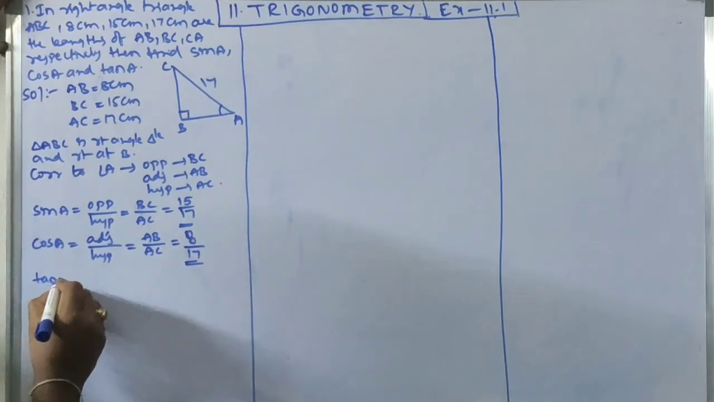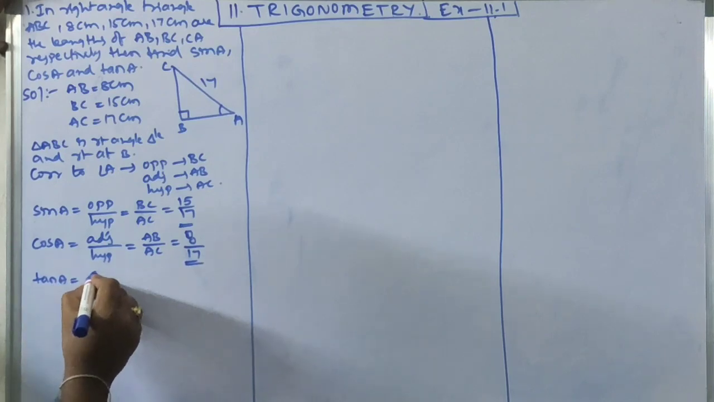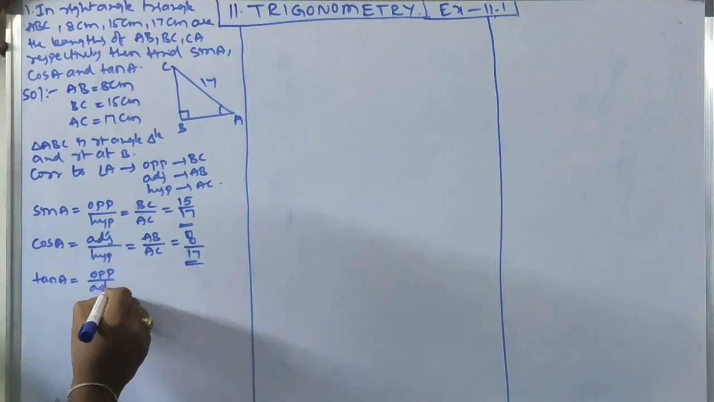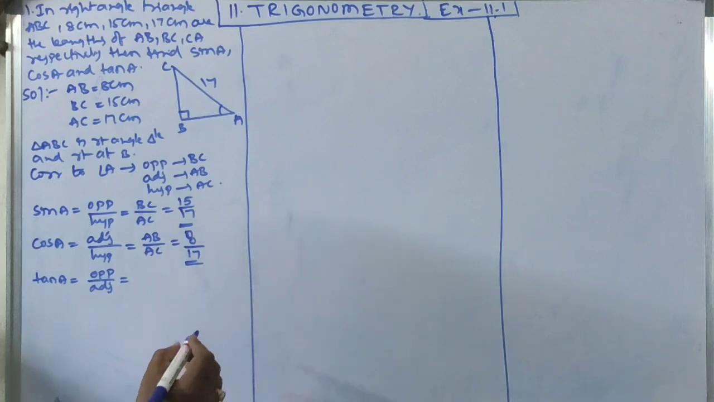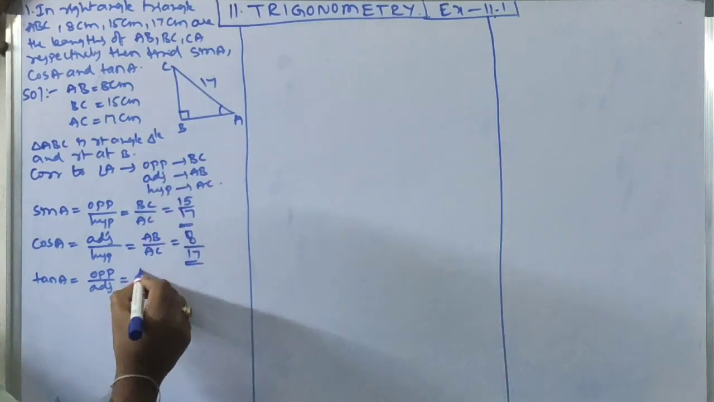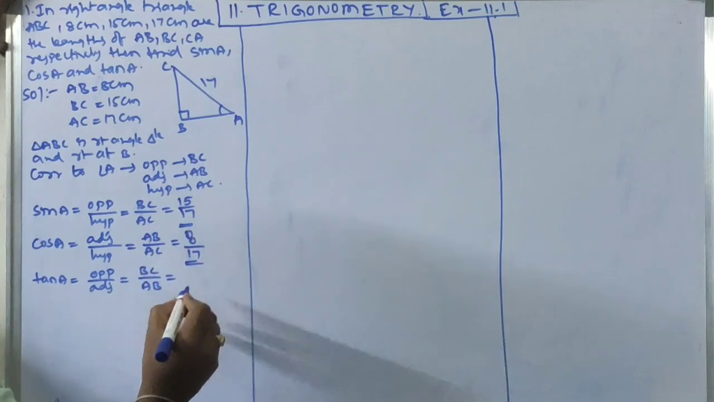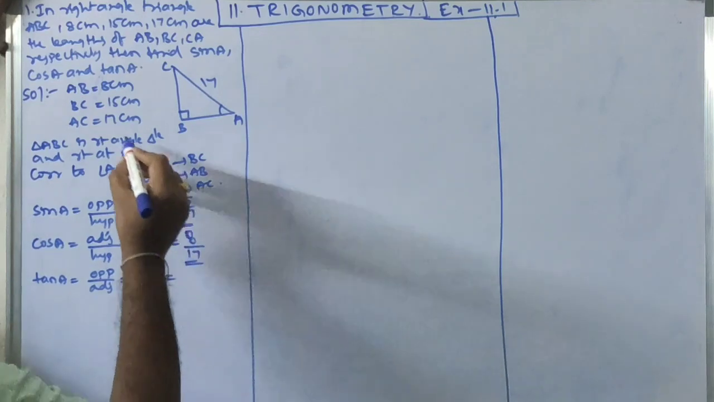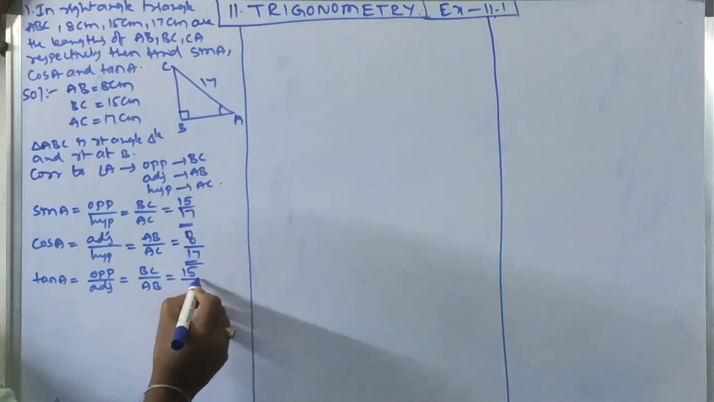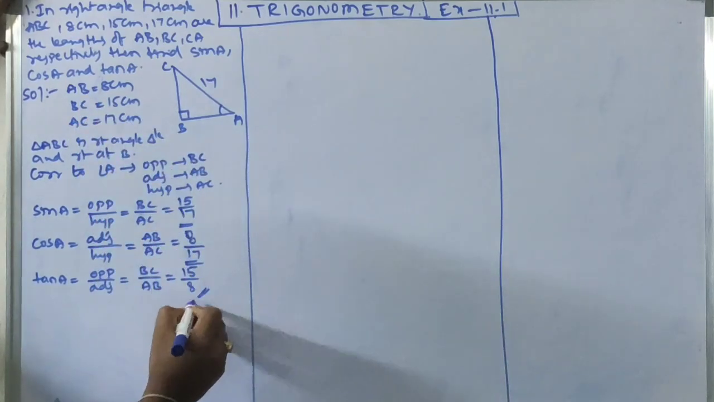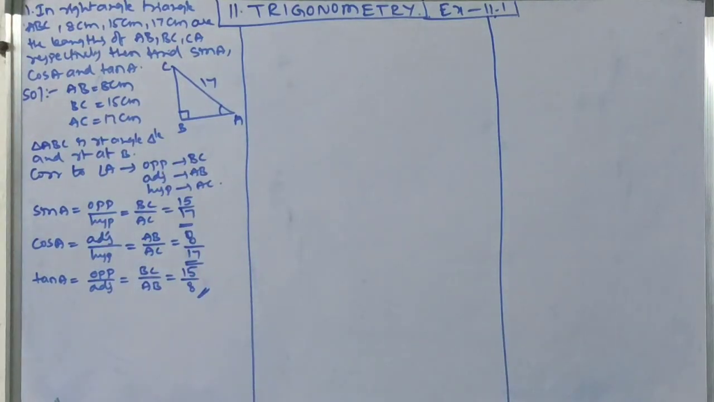Next, tan A. Tan A equal to opposite by adjacent. Opposite equal to BC, adjacent equal to AB. BC 15, AB equal to 8. This is the required solution. Okay. Next question.